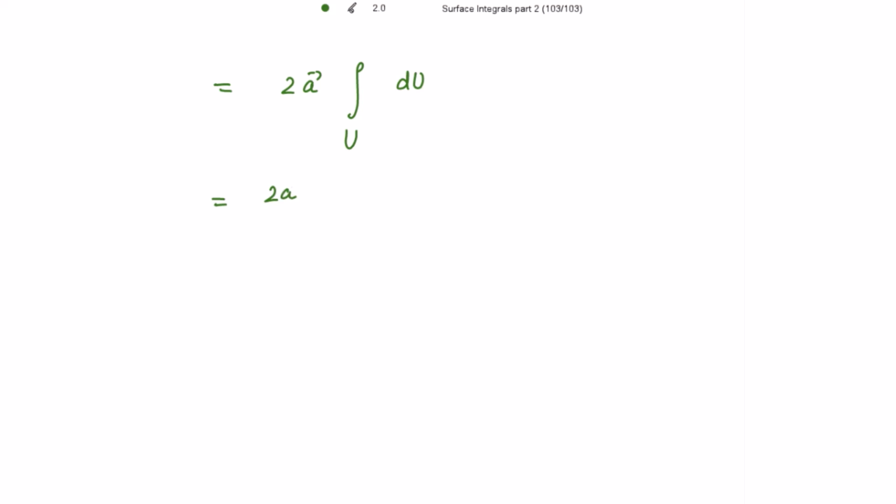Because U is a region enclosed by the surface S and V is the volume enclosed by the surface S, this total integral is V. So here I'm writing V, that is the volume enclosed by the closed surface S. So we have shown that the given surface integral is equal to 2 times a vector into V.